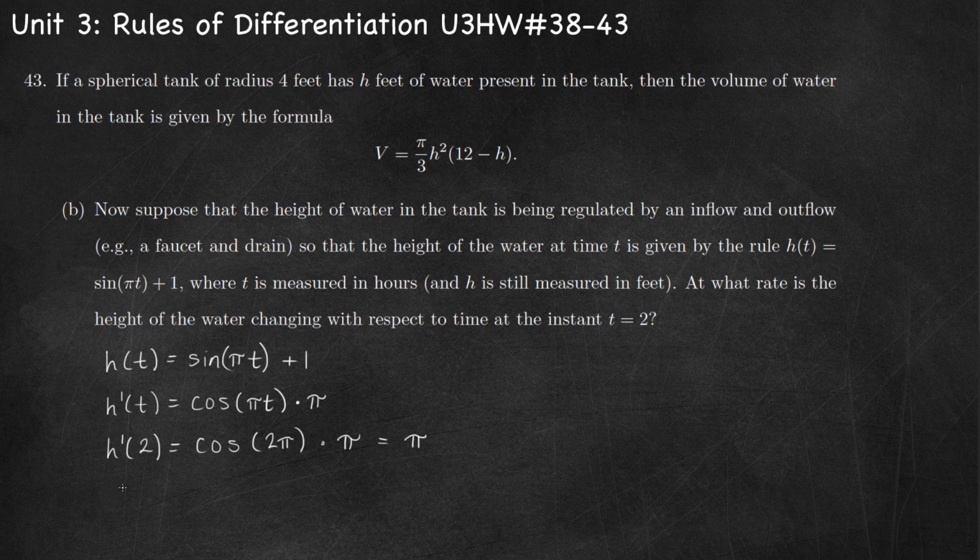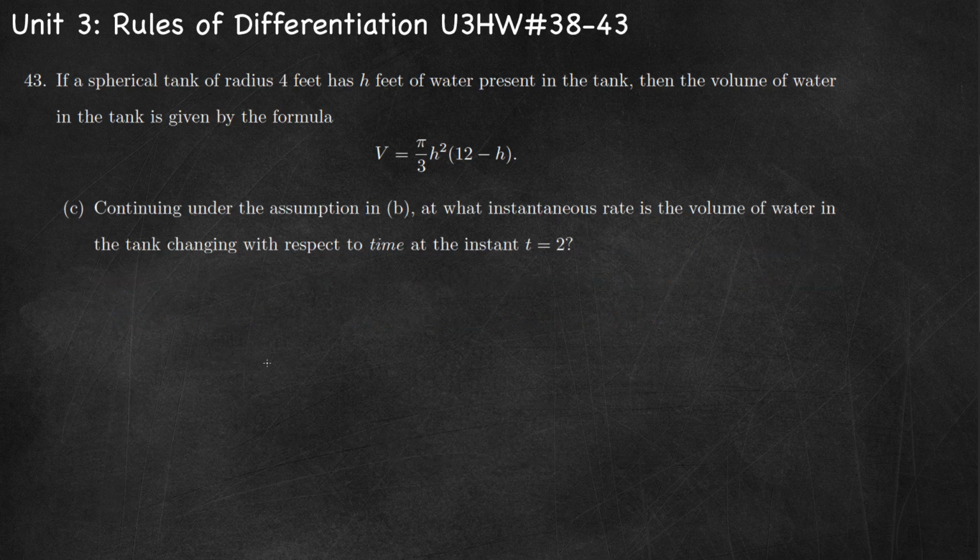Now for units here, what we were finding was dh/dt. So we want the units for h per units for t. t was measured in hours, h was measured in feet, right? So this will be feet per hour, pi feet per hour.